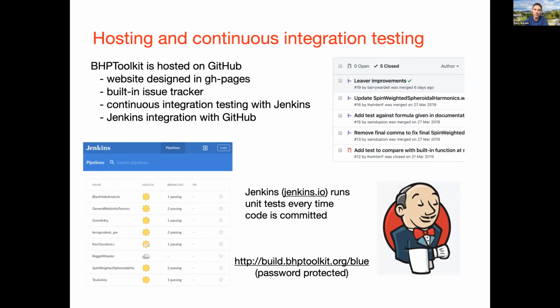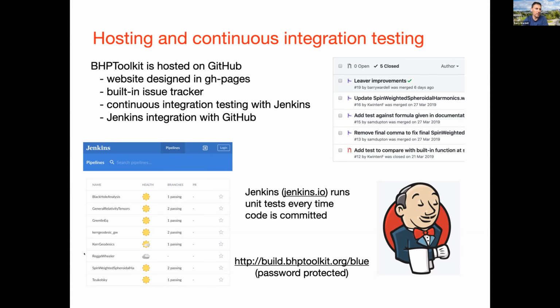So in terms of hosting, everything is hosted on GitHub, including the website. We use all of the built-in issue trackers that are provided by GitHub. We don't provide our own. We do have our own independent continuous integration testing server, which runs Jenkins, much similar to what the Einstein Toolkit has used, or up until recently. And we've also been able to integrate that Jenkins with GitHub.